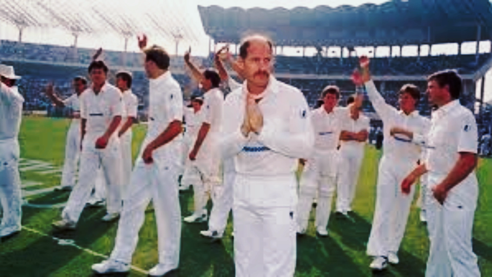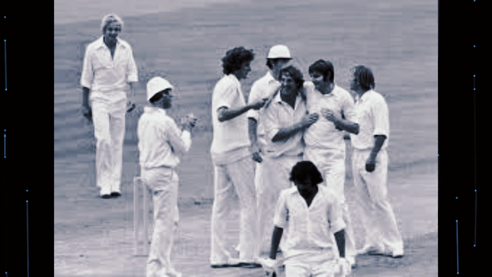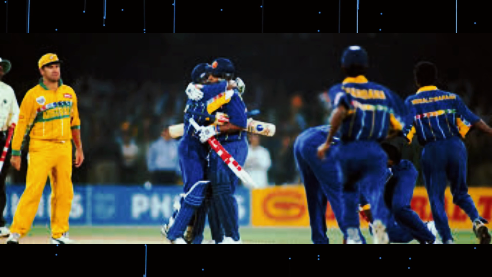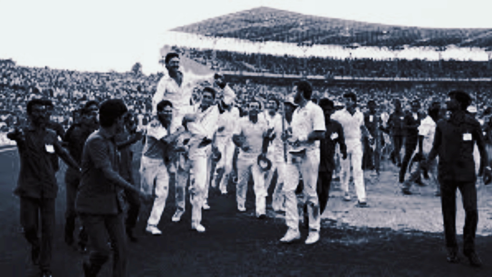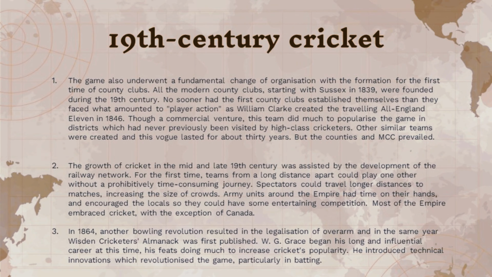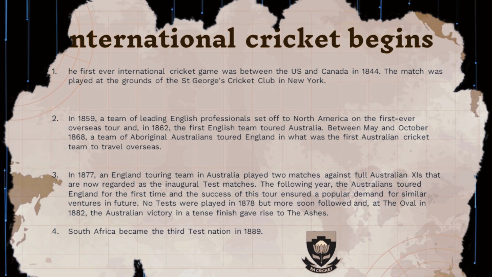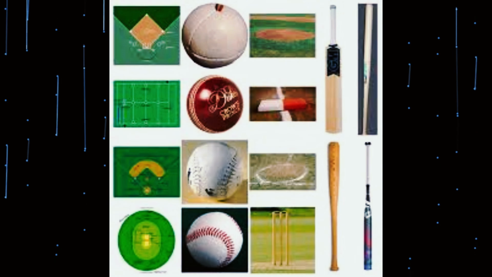International cricket began modestly, with the first match in 1844 between the US and Canada. Tours followed, most notably the 1877 England-Australia matches that birthed Test cricket and the Ashes, establishing a rivalry cherished by fans globally. By 1889, South Africa joined England and Australia, solidifying cricket as an international phenomenon and enduring cultural legacy.